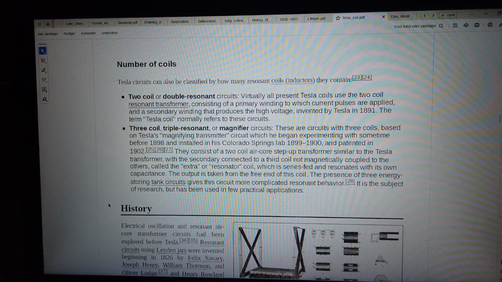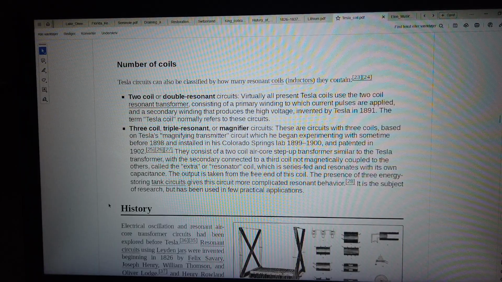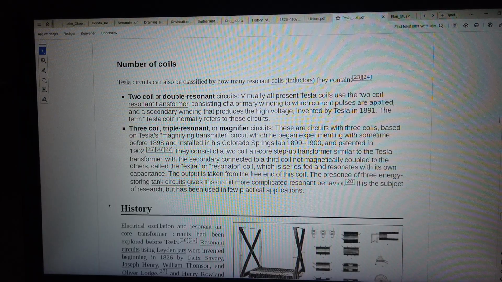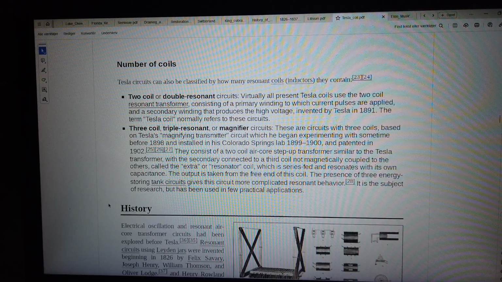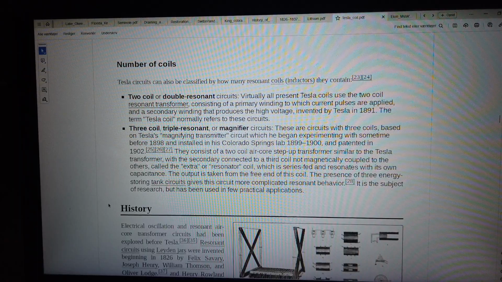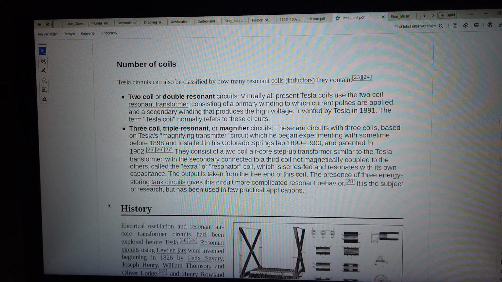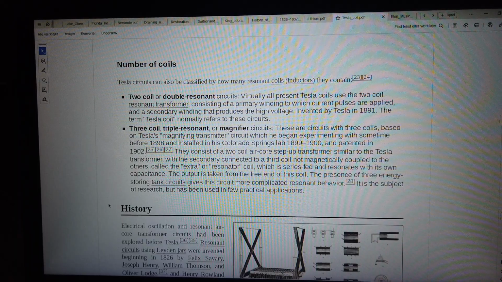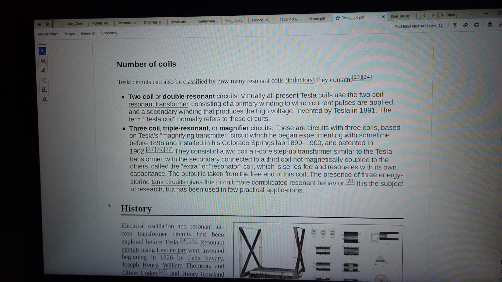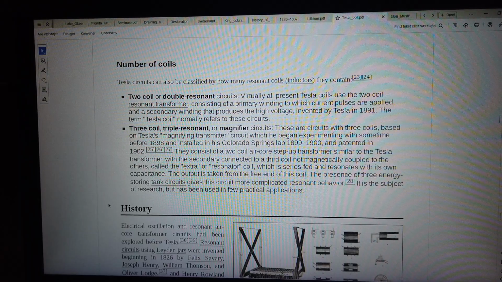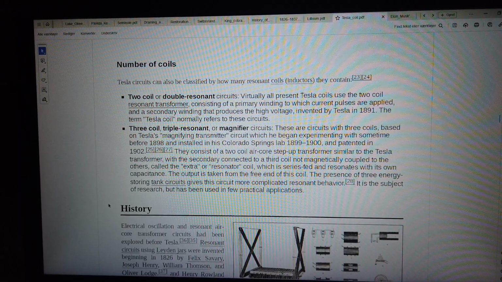2-coil or double resonant circuits. Virtually all present Tesla coils use the 2-coil resonant transformer, consisting of a primary winding to which current pulses are applied and a secondary winding that produces the high voltage, invented by Tesla in 1891. The term Tesla coil normally refers to these circuits.